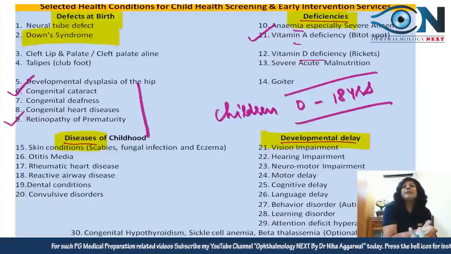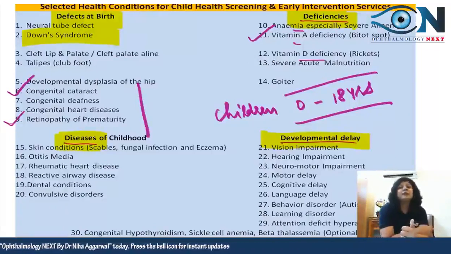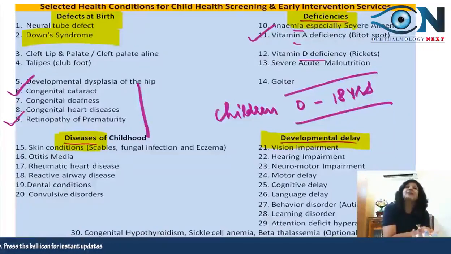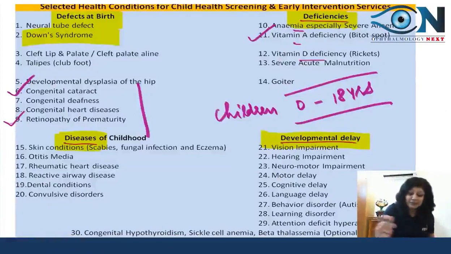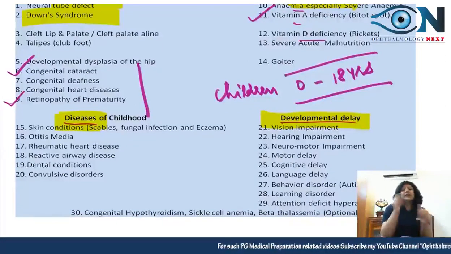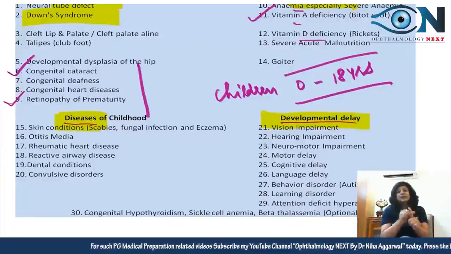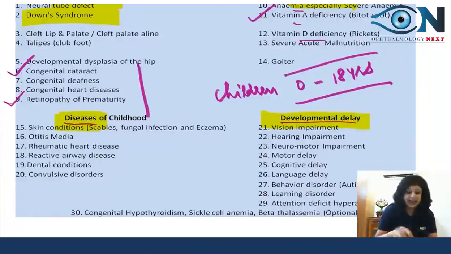Like every time they used to ask what are the things which are not included in the Vision 2020 program, and in 2020 they have not asked about the Vision 2020 program, and here they asked about the Swasthya Karyakram. So no matter. You have to remember these things: all the diseases of the childhood, all the defects, the deficiency, as well as the developmental delays are included.